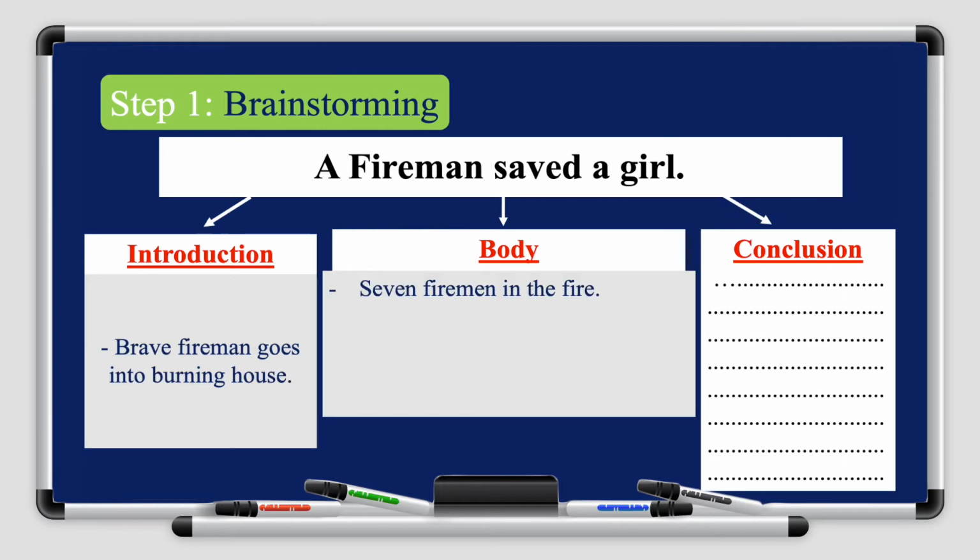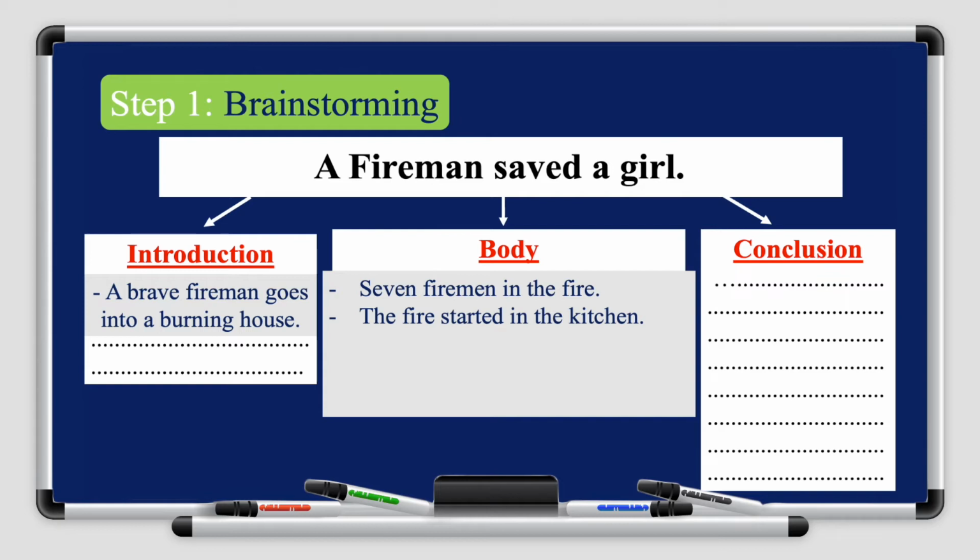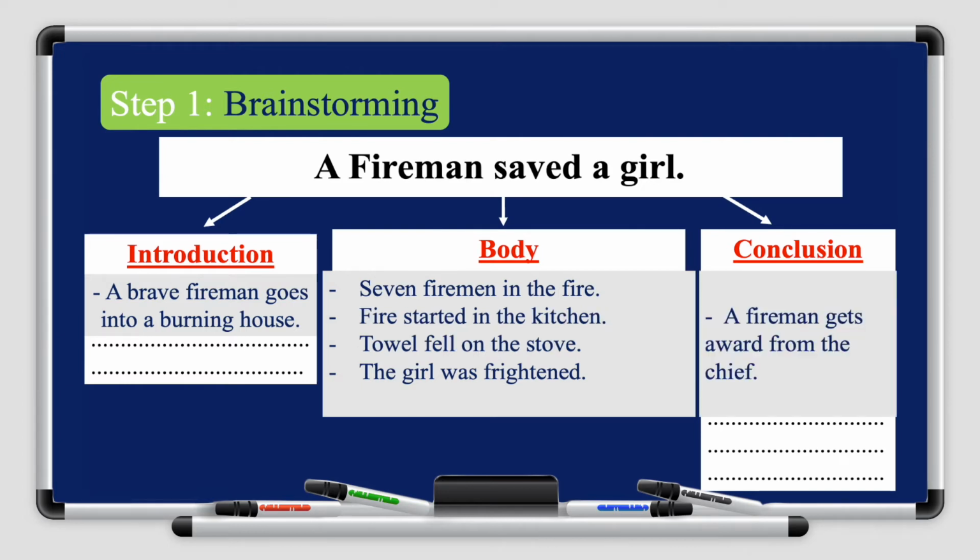Well done. Now, what is going to be included in my body? 7 firemen went into the fire. The fire started in the kitchen. That's where it happened. What happened? How did it happen? The towel fell on the stove. Okay, the girl was frightened. Okay, so here we have the person in the story, who is in the story, or who is in the article or the event. Okay, and finally I have my conclusion, which is a fireman gets an award from the chief. Okay, so here I have an idea on what I'm going to be writing about.